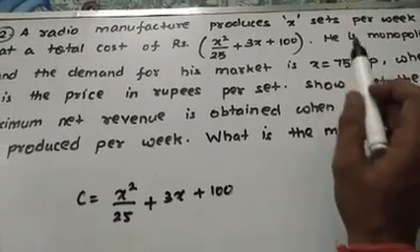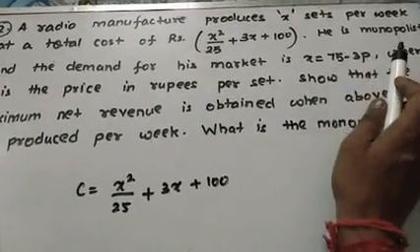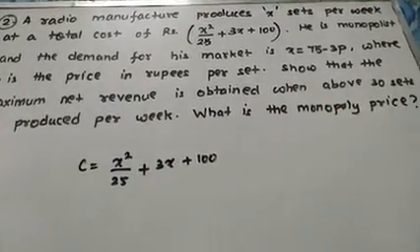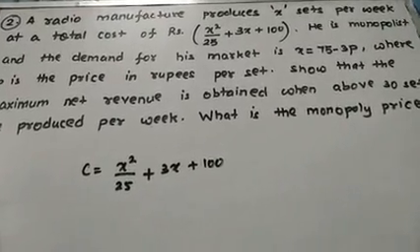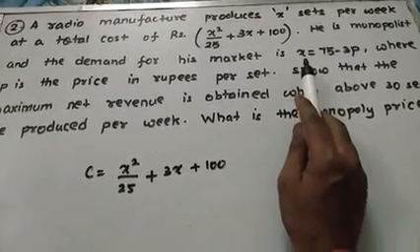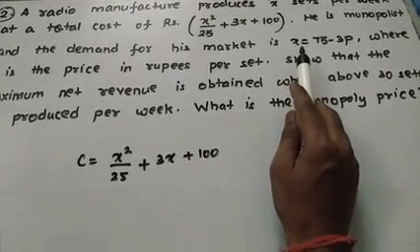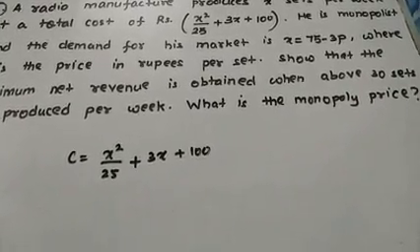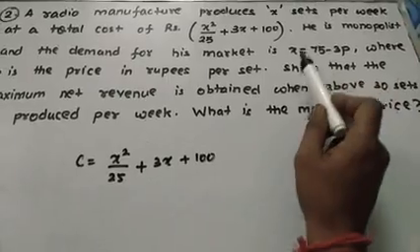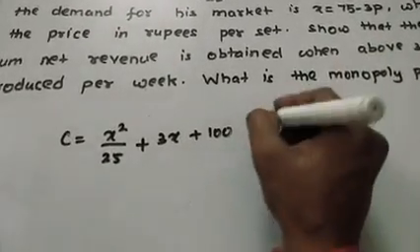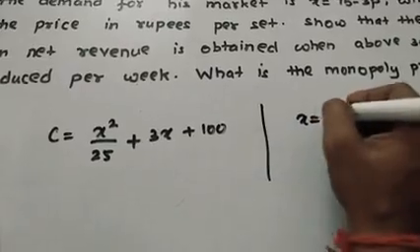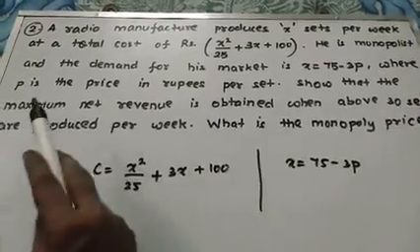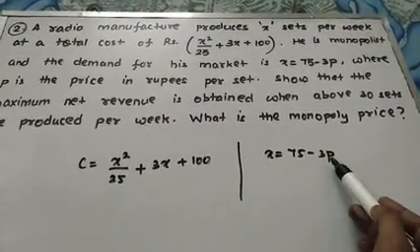Now the radio manufacturer is a monopolist, and the demand for his market is X equals 75 minus 3p. Now if you remember, the demand we have studied in the revenue part was the quantity demand Q. But here the demand is given as X, where P is the price in rupees per set.